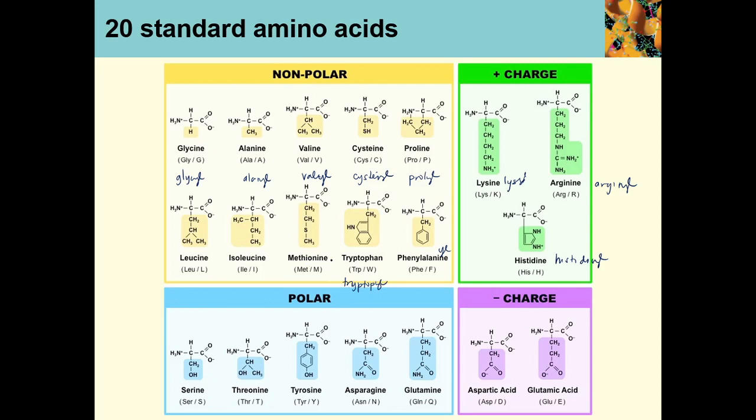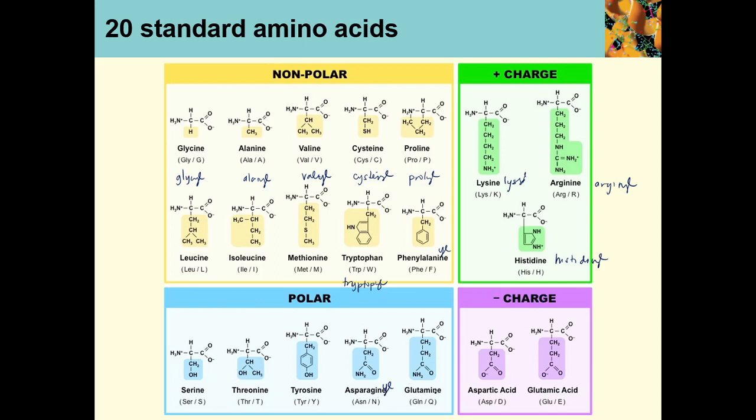Your methionine will become methionyl. Isoleucine will become isoleucyl. Leucine will become leucyl. Serine will become seryl. Threonine will become threonyl. Tyrosine will become tyrosyl. Your asparagine will have a problem with this, so asparagine will become asparaginyl. You drop the E and convert it to YL: asparaginyl.